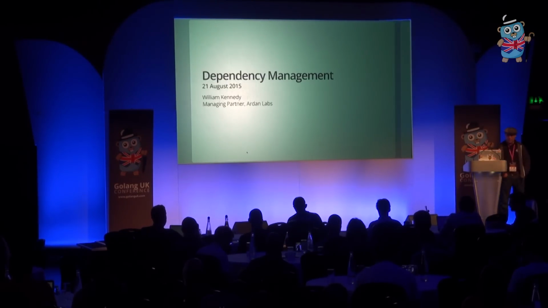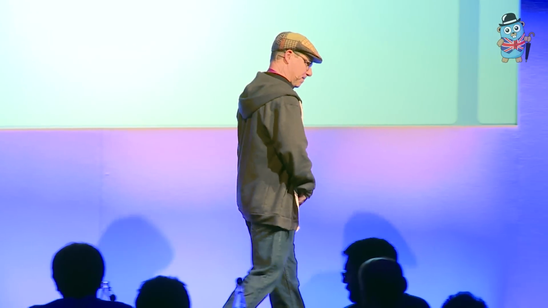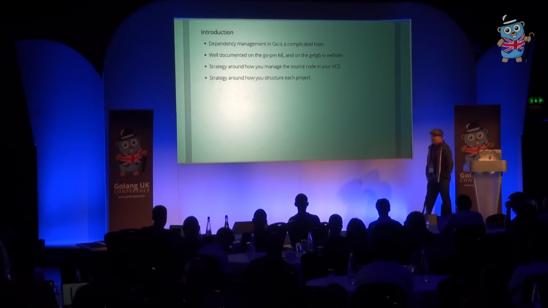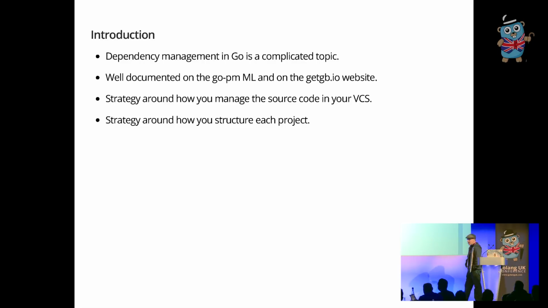And I'm going to show you 4 solutions today, a couple that I've tried that I'm using, and we'll show off a little GB, and we'll show off the new vendor flag. And you can see how things are getting much better in the world of dependency management and Go. So, like I said, it is a complicated topic, and I'm not going to get into all the minutiae around it. There is a mailing list called GoPM, and the getgb.io website does a really great job at explaining some of the problems that we have today around dependency management.